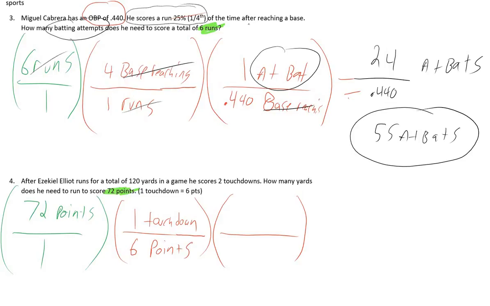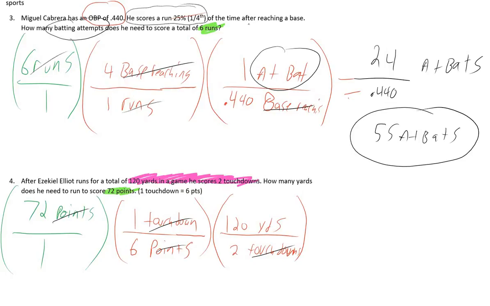All right, so now we see that points have canceled out. We're at touchdowns, right? And here's another rate given to us right here. He scores 2 touchdowns after he gets 120 yards. So let's make that connection in our next rate. It's going to be 2 touchdowns. Now this goes on the bottom because it's going to cancel out with the previous numerator, touchdowns. See, these two are now going to cancel out, and for every time he gets 2 touchdowns, that must mean that he ran 120 yards.